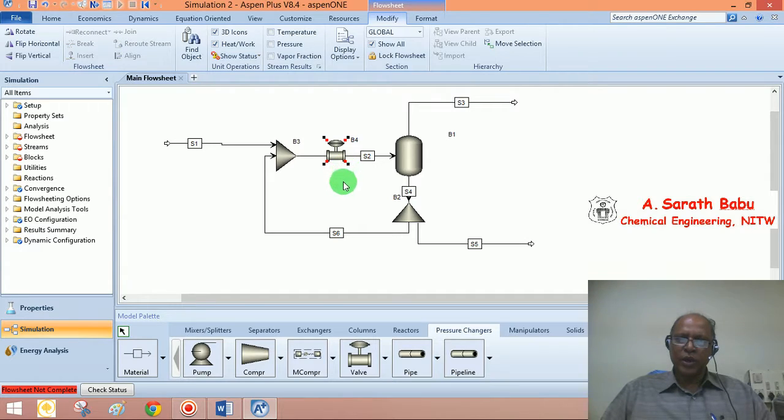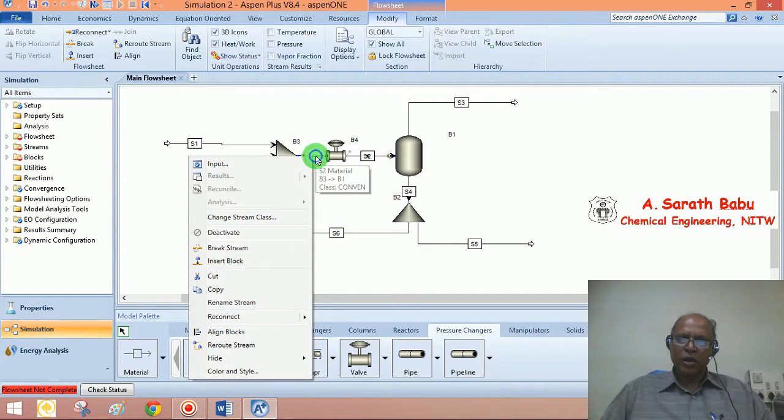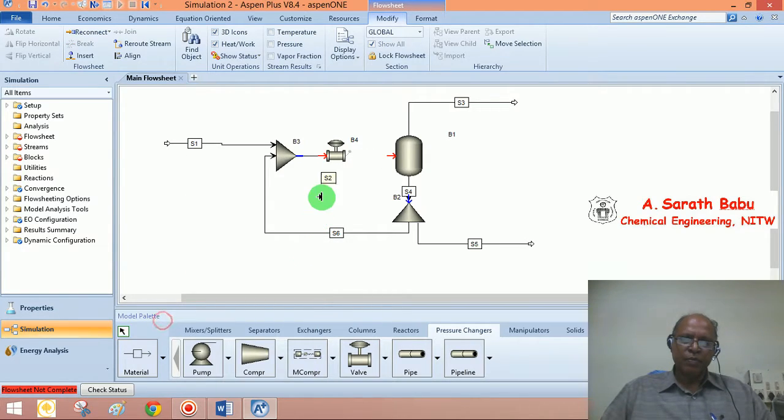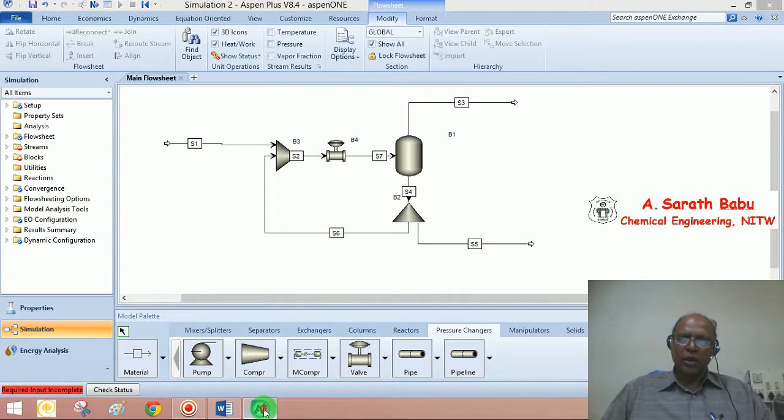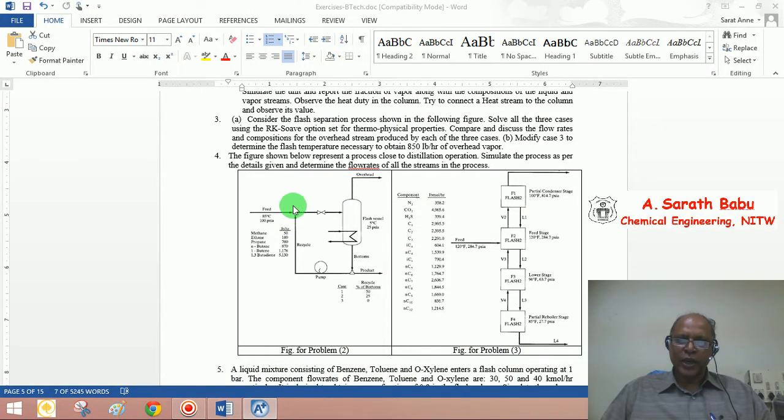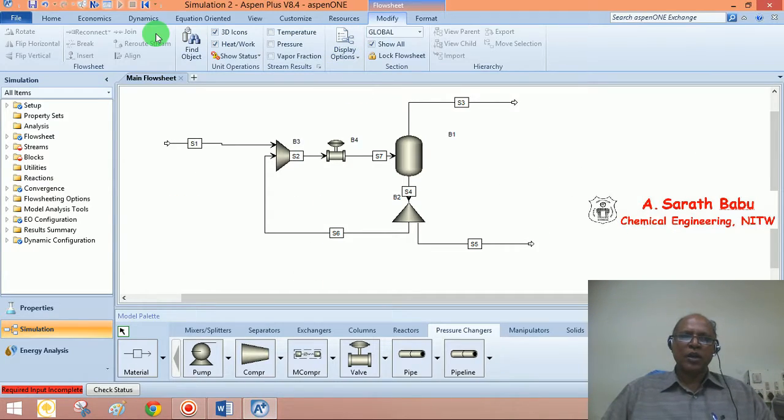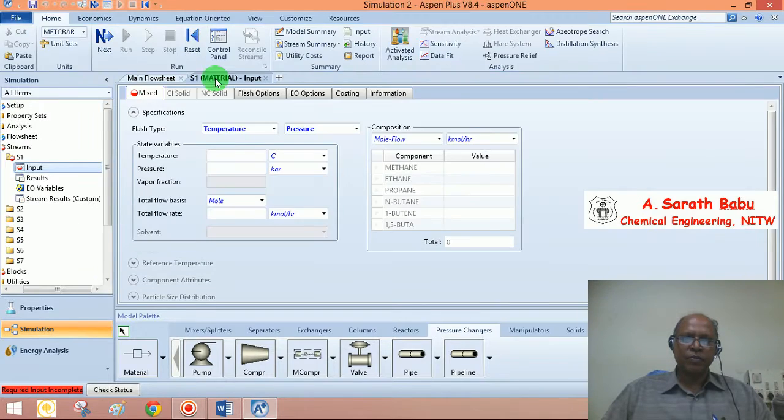Let me make it slightly bigger. Now reconnect the destination. Now you can connect the exit from the valve to the feed. I think we have taken care of all the details. Now we will have to specify the flows. Let me specify this. Go to the next input screen.